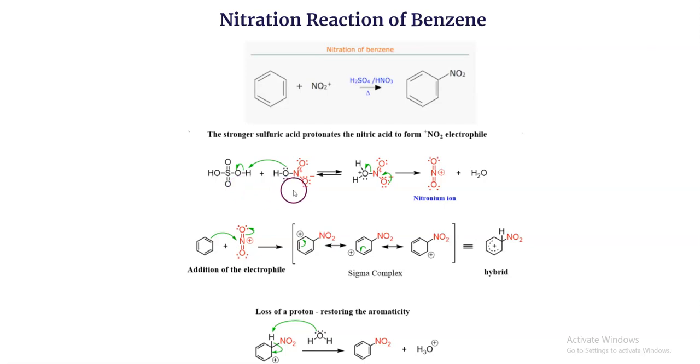Between sulfuric acid and nitric acid, sulfuric acid is stronger, so this would donate a proton. So the H plus from here would be attracted to the lone pair electrons on oxygen. As a result, the nitric acid would be protonated. So this is the nitric acid with the H coming from here, and the other half, the HSO4 minus, would be a nucleophile, which is not shown here. I'll write that down just for you to be clear.